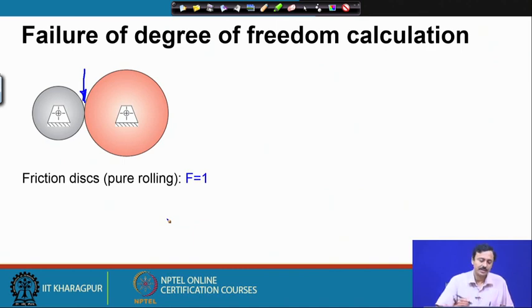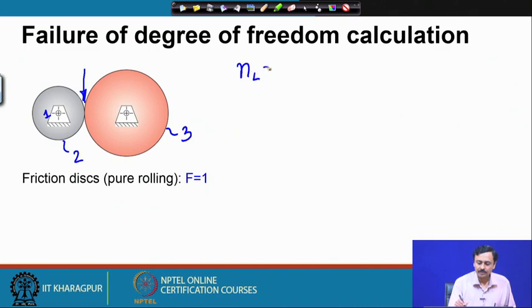So, these may be considered as the pitch circles of two gears. Now, I know that this can roll, I mean the gears can rotate. So, these two friction disks should be able to rotate, and we know that it will. But let us look at the degree of freedom calculation. So, let me number the ground as 1, this body as 2, and this body as 3.